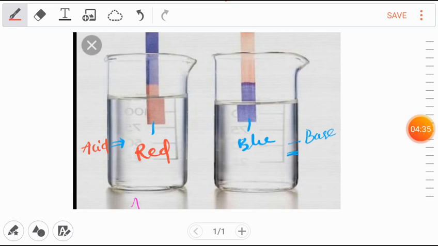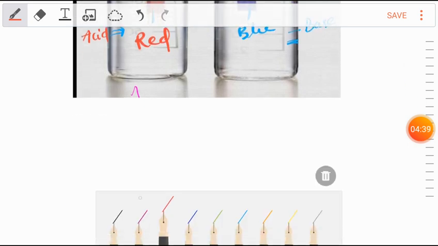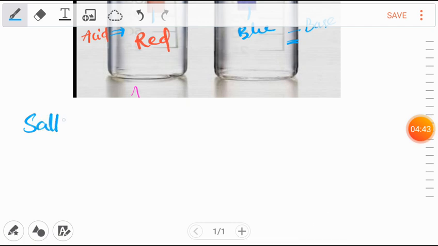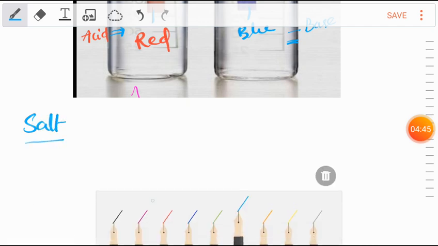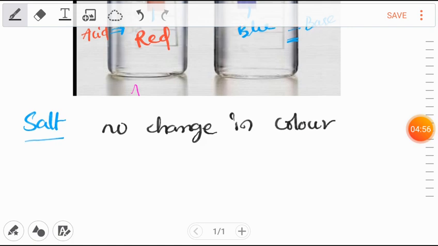Next we will see what about the salt. If I take salt with litmus, there is no change in color. Do you understand this one?